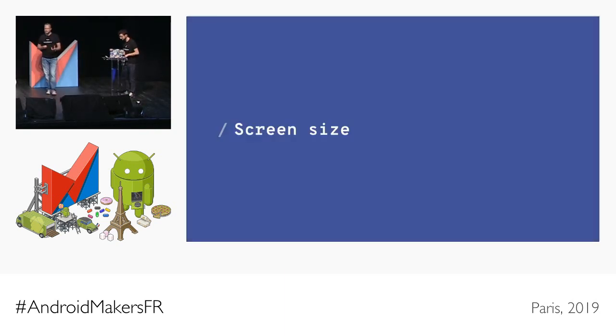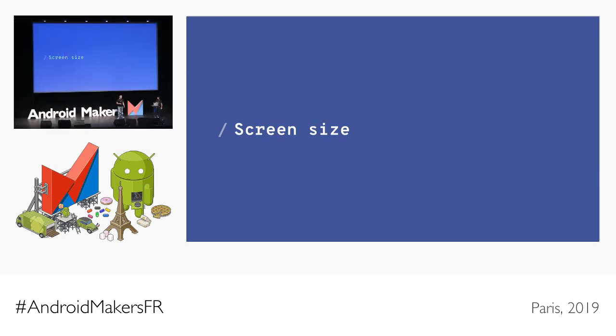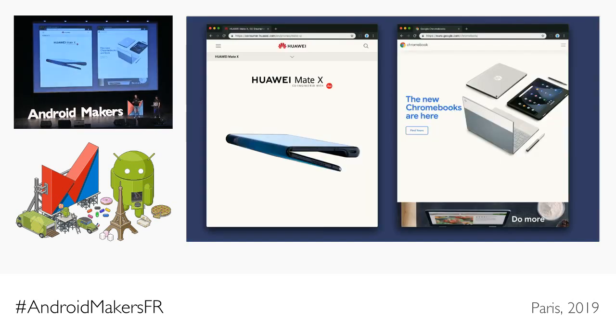Another type of animation transition: screen size. We used to not have this problem. Your screen sizes don't change, but now they do, if any of these manufacturers ever make a phone that actually works, foldables. But Chromebooks are there. In America, Chromebooks are a massive market. You have to start thinking about how your app scales when the screen size changes.